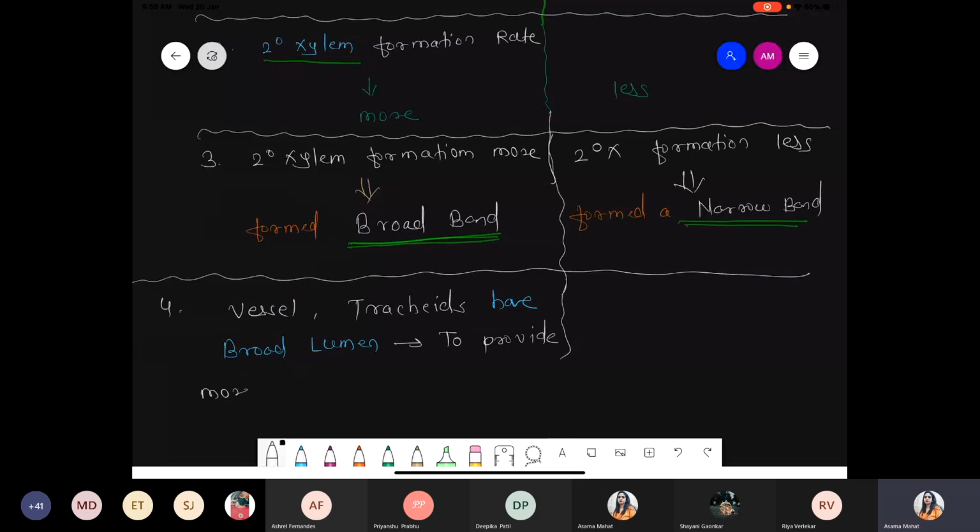Why? Because the condition is favorable, the vascular cambium is more active. So all the cells are more active, and if the cells are more active, they require water also in more amount, right? So simply another point: vessels and tracheids have the broad lumen. But now what happened? In the unfavorable condition, activity reduces, right? And that's why the vessels and the tracheids have the narrow lumen. So in this condition, activity gets reduced.